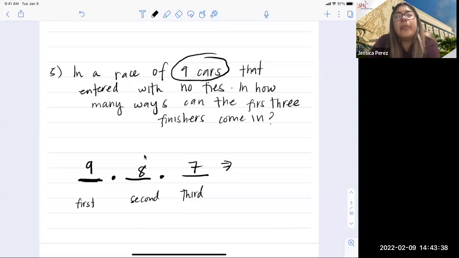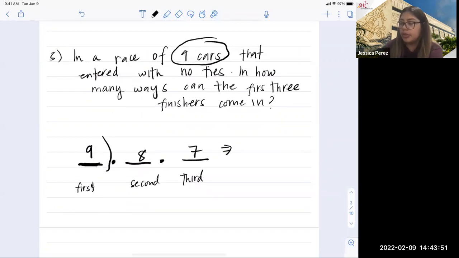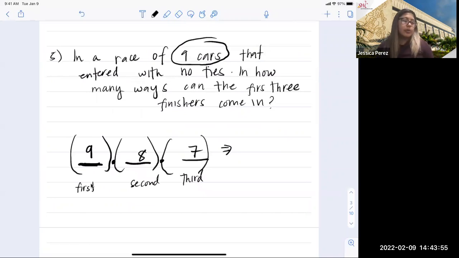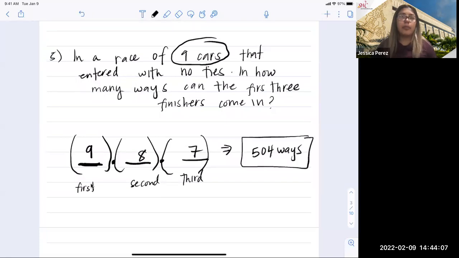If it's how many ways the first 4 finishers come in, that'd be 9 times 8 times 7 times 6, right? We started with 9 cars and then start decreasing. So you actually multiply 9 times 8 times 7. So you're looking for 9 times 8 times 7, 504 ways. And this is your answer.